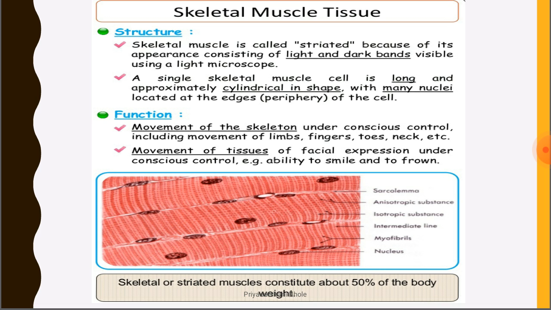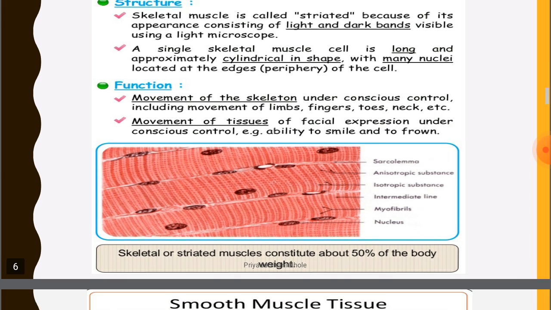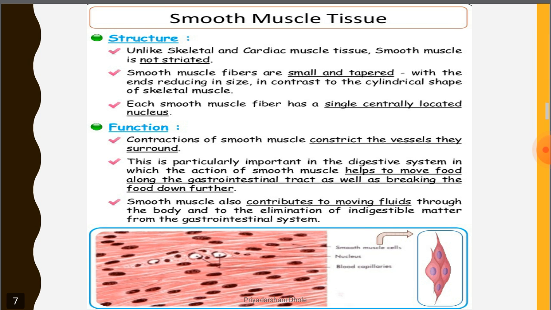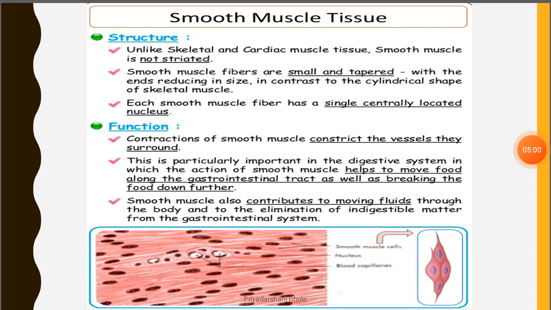You can see in this diagram there is the sarcolemma, the myofibrils are present, and it shows light and dark bands. This is the skeletal muscle. Next one is the smooth muscle.